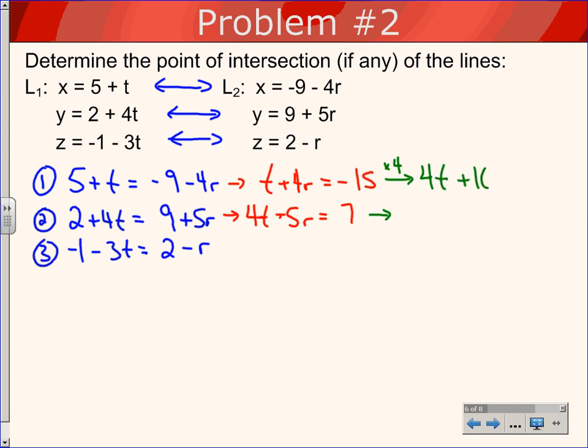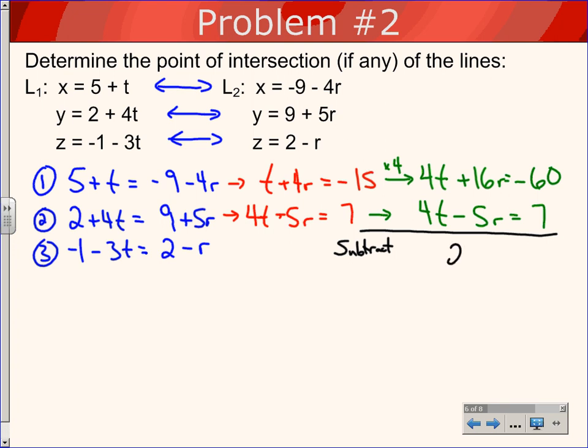4t, 16r, minus 60, equals minus 60. And then the bottom one I'm not changing. I want to leave it as the 4t. And so now I've got the 4t's in both the first and the second equation. So I'm going to subtract the 2 equations. So 4t take away 4t is 0. Those are gone. 16 take away minus 5 would be a 21r.